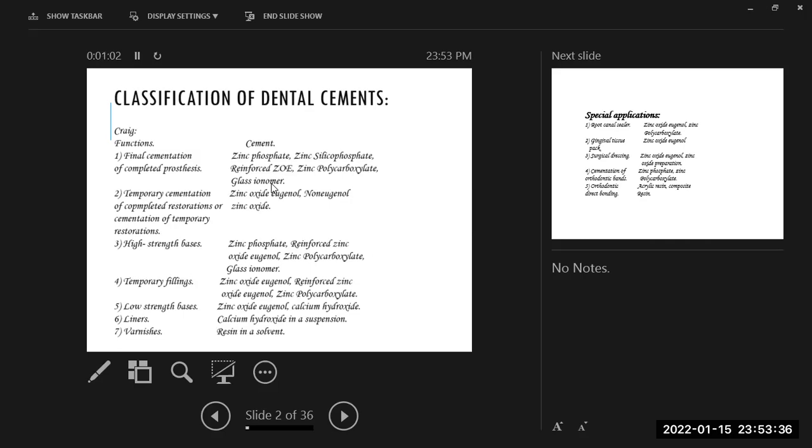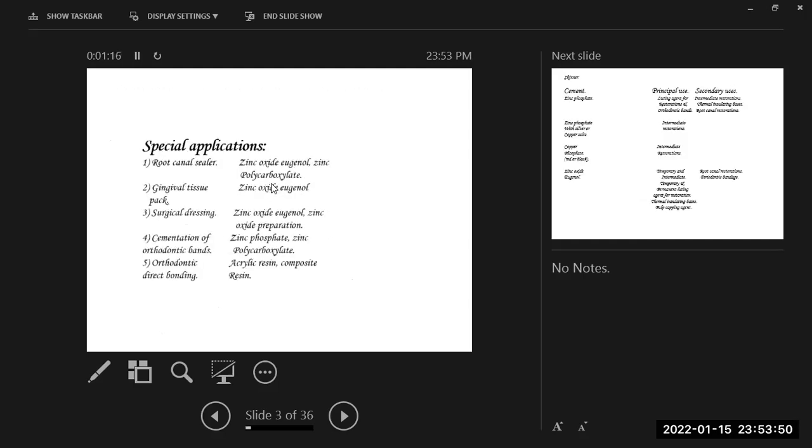And then you have low strength bases in the form of zinc oxide eugenol and calcium hydroxide. And then you have liners like calcium hydroxide. And then you have varnishes like resins in a solvent. So you can also classify them based on their special application.